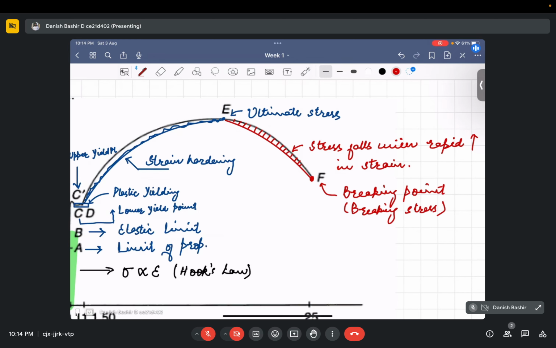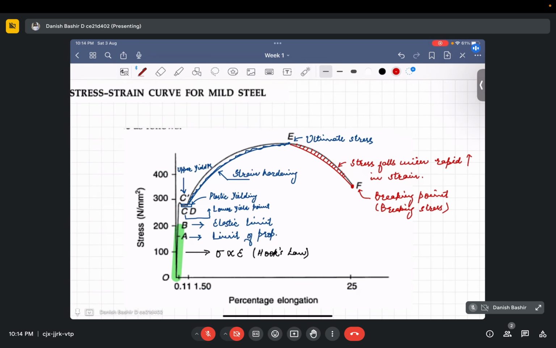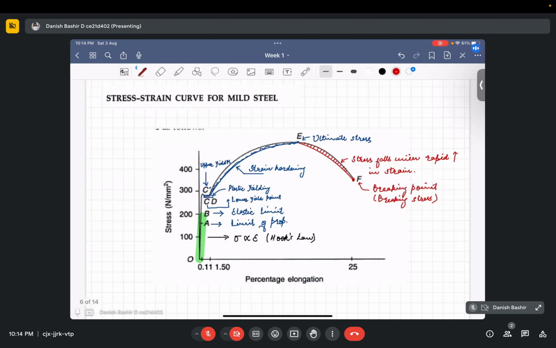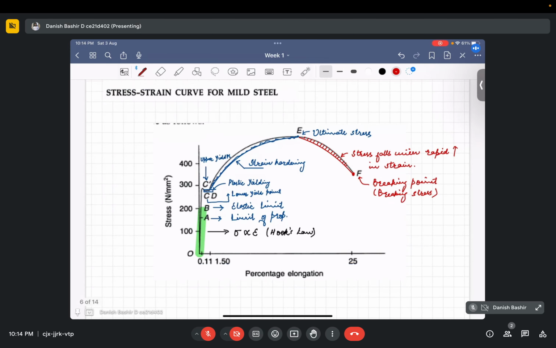So these are all the different points or the different regions in our stress strain curve of mild steel. I hope you people got the basic idea regarding the stress strain curve. Okay.